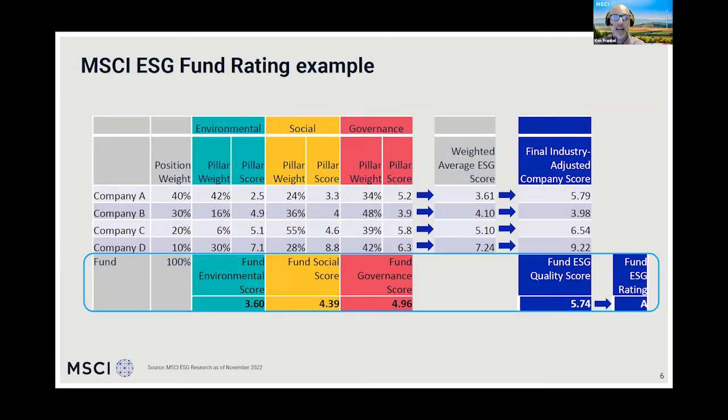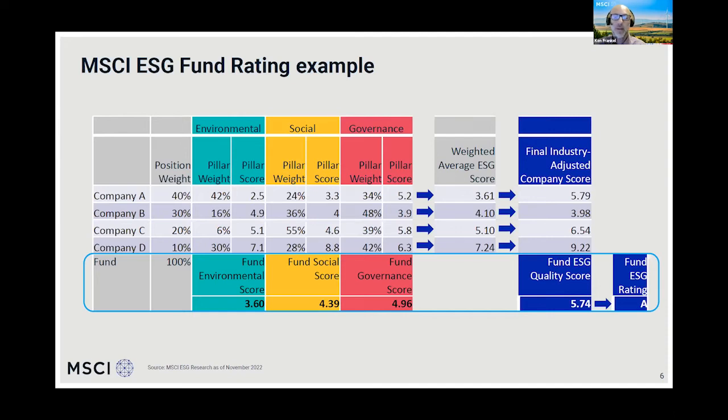Onto the final slide, we're going to cover specifically how the company-level ESG scores roll up to the fund-level ESG scores and how to interpret those fund scores. So starting on the left, you'll see that the sample fund holds companies A, B, C, and D. Moving across, you can see the weight and score for each of the environment, social, and governance pillars. And underneath are the corresponding fund scores that are available on the RPAG platform.